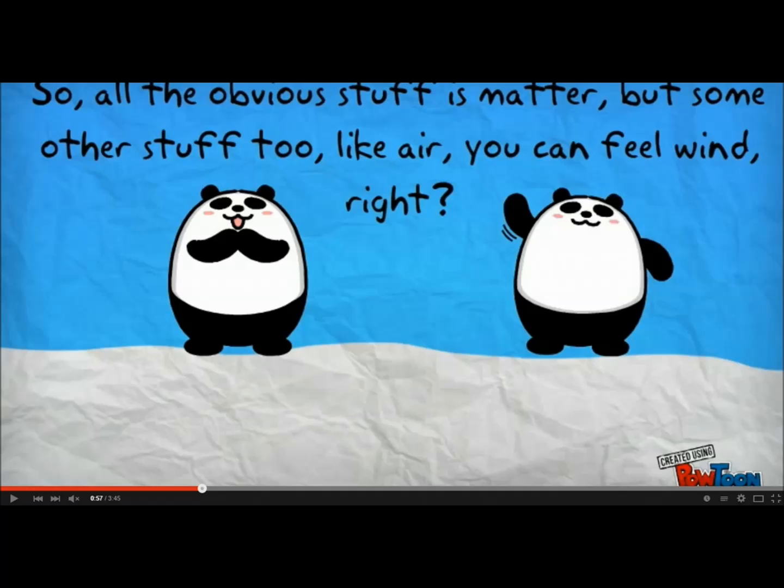But then there's some stuff that's not obvious, like air. I mean, you can feel wind, right? So that has to be matter. It takes up space. Like if I blow up a balloon, obviously the air that I breathe takes up space. And if the wind blows, I can feel it. So all that is evidence that air is matter.